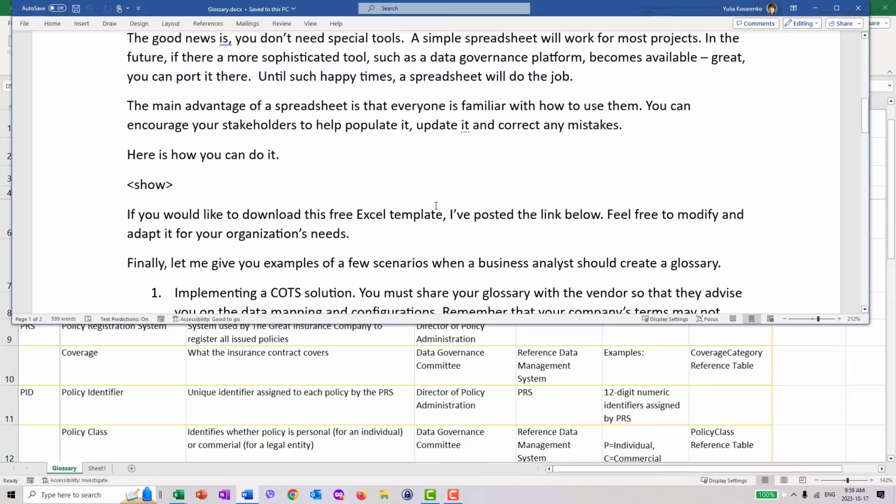The main advantage of a spreadsheet is that everyone is familiar with how to use them. So first of all, you can share it. Second, you can encourage your stakeholders and team members to populate it, correct it, and update it as necessary. Here's how you can do it.